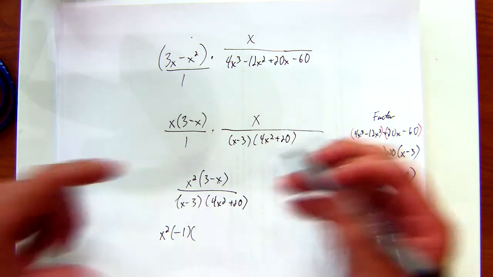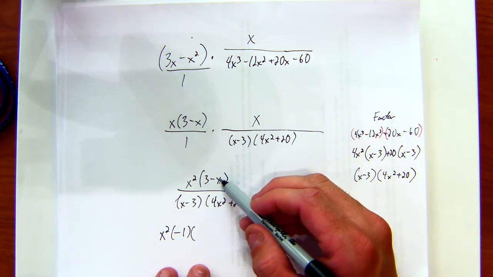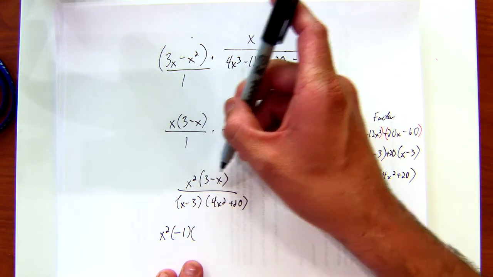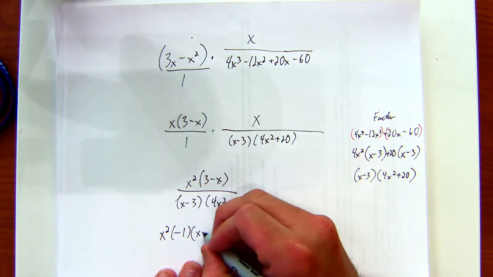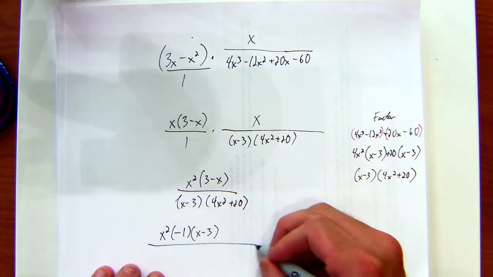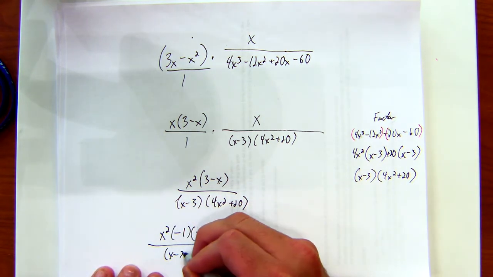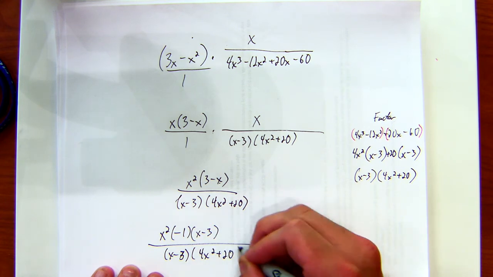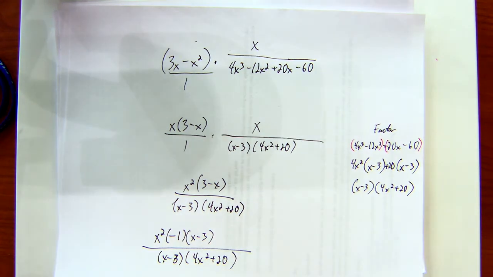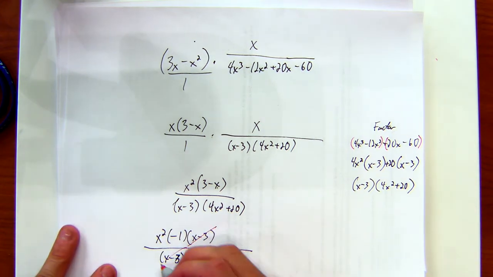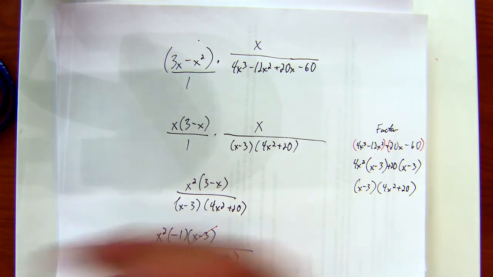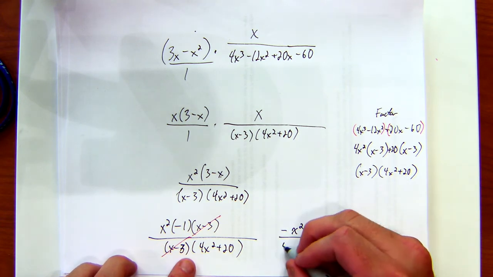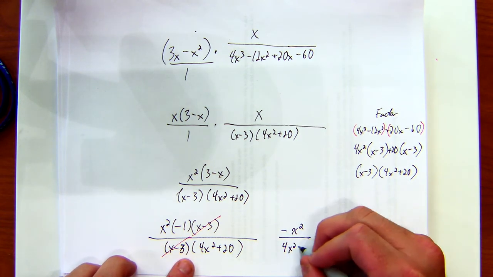What do we do when we factor out a negative 1? Yeah, change the signs, right? So it's going to be a negative 3 and a positive x. I can rewrite that as x minus 3 all over, and then I have my x minus 3 times 4x squared plus 20. Here my x minus 3's cancel. What do I have left on the top? I have a negative x squared all over 4x squared plus 20.